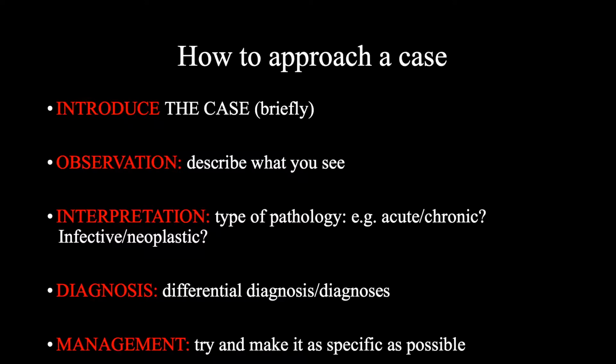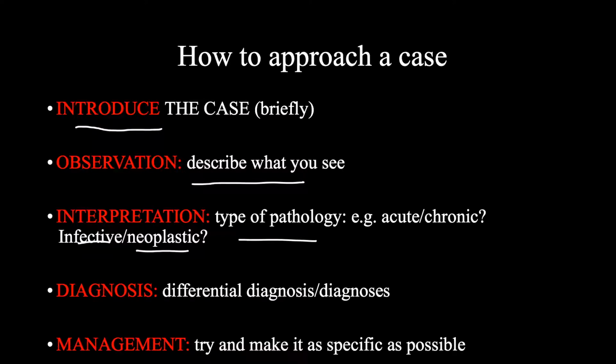In general, this is how I would divide up how to approach a case in the 2B viva. The first thing you want to do is briefly introduce the case. The second thing you want to do is go on to observation, so describe what you see. The third thing is to put together what you've described and what you can see and interpret these findings. So what kind of pathology is this? Use your surgical sieve. For instance, is this an acute pathology or is this a chronic pathology? Is this an infective pathology or is this a neoplastic pathology?